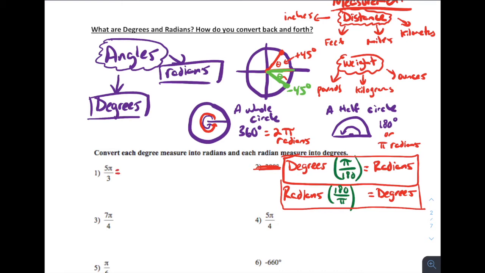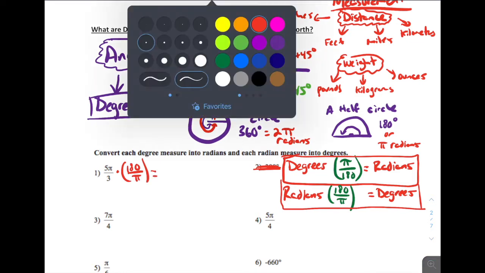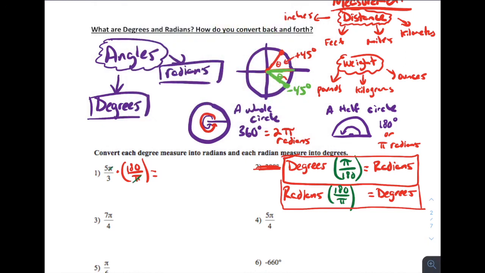If I wanted to simplify that and figure out what this would be for degrees, we could just multiply this by 180 over pi. And what we can see here is that our pi's are going to cancel out, which is nice. And so this is going to be equal to whatever 5 times 180 over 3 is, and that is going to be equal to 300 degrees. So 5 pi over 3 is the same thing as 300 degrees.